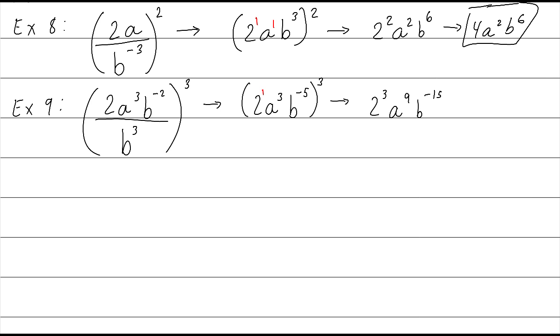All right, let's take care of this 3. You can think about it kind of like distributing, right? It's kind of the same thing. Okay, and so now let's see if I can simplify that any further. And of course I can. 2 to the third power is 8. a to the ninth is fine. b to the negative 15th, can't have that, so I bump b to the denominator and make the exponent positive.